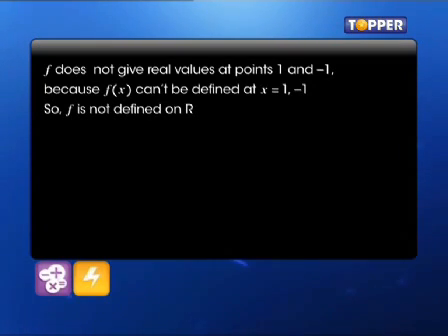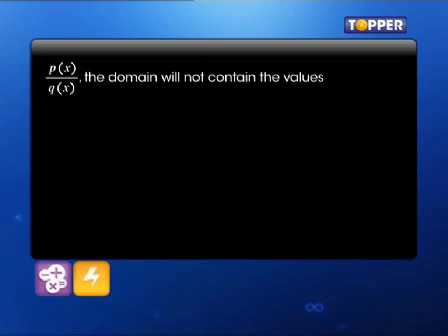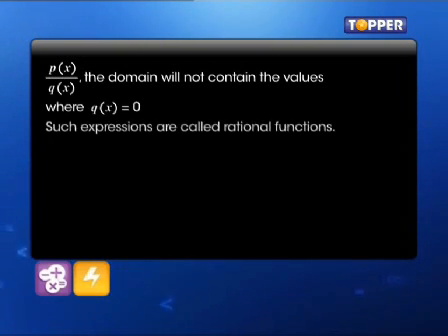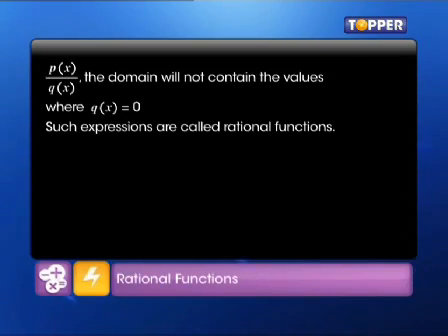However, if we remove the two problem creators, plus 1 and negative 1, then the function will actually yield real values. In general, if we have functions of the type p(x) over q(x), the domain will not contain those values where q(x) vanishes. Such expressions are called rational functions.